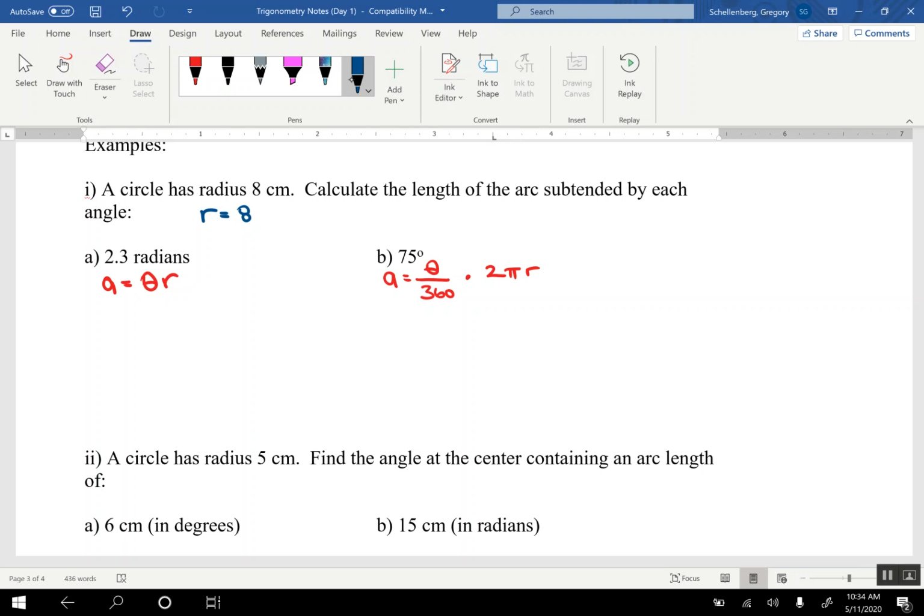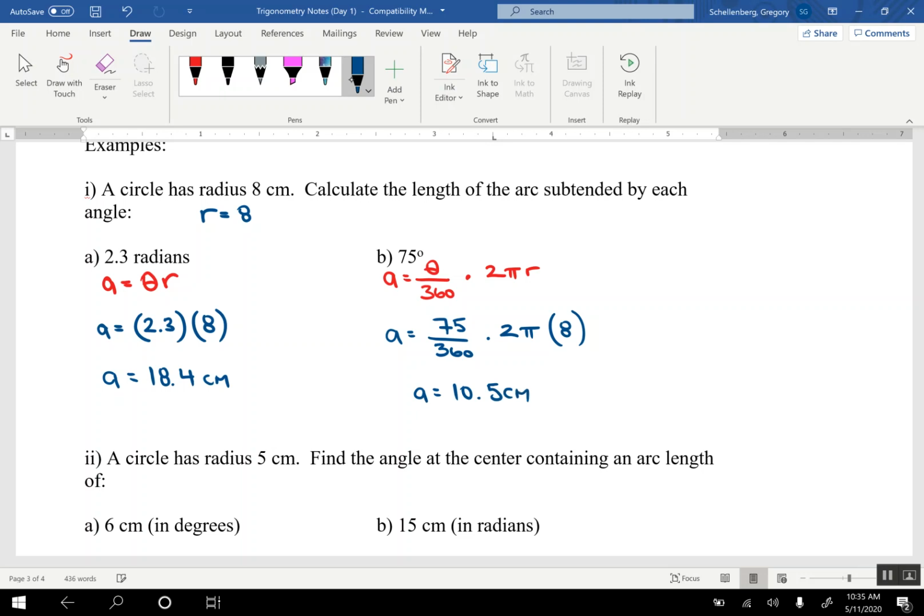First one, theta is 2.3, so A is equal to 2.3 times 8. So we get an arc length of 18.4 centimeters. And the second one, arc length is equal to theta, which is 75 degrees, so 75 divided by 360 times 2 times pi times the radius, which is 8. If we calculate that out, we get 10.5 centimeters.